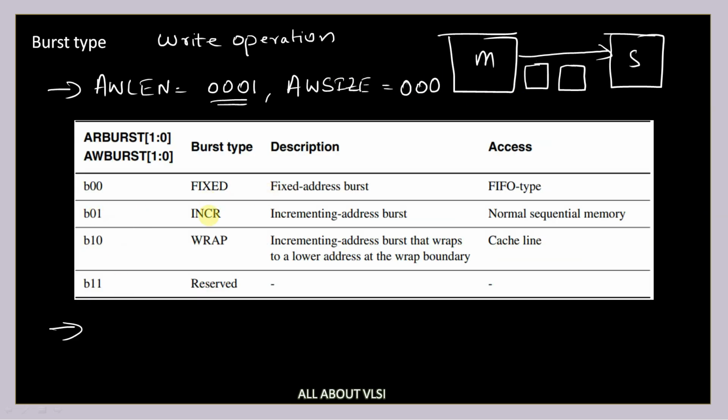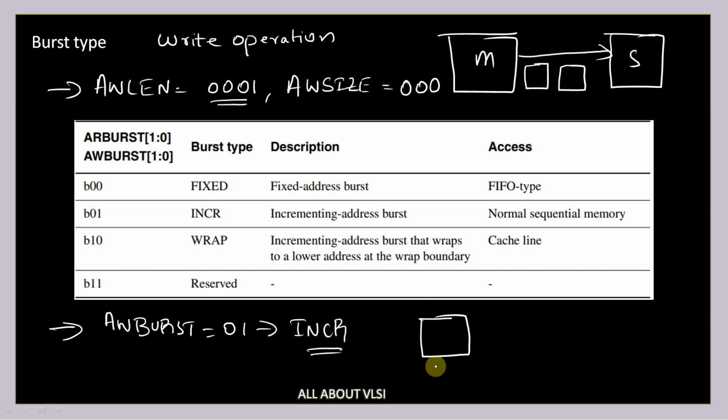And the type of burst. Let's say I am going to take an INCR burst, then my AW burst should be equal to 01. That means it is an INCR burst, which means your address should be incremented. For the first packet, we need an address associated with it. Let's say it is a starting address or base address, and the base address here is 0, 0.